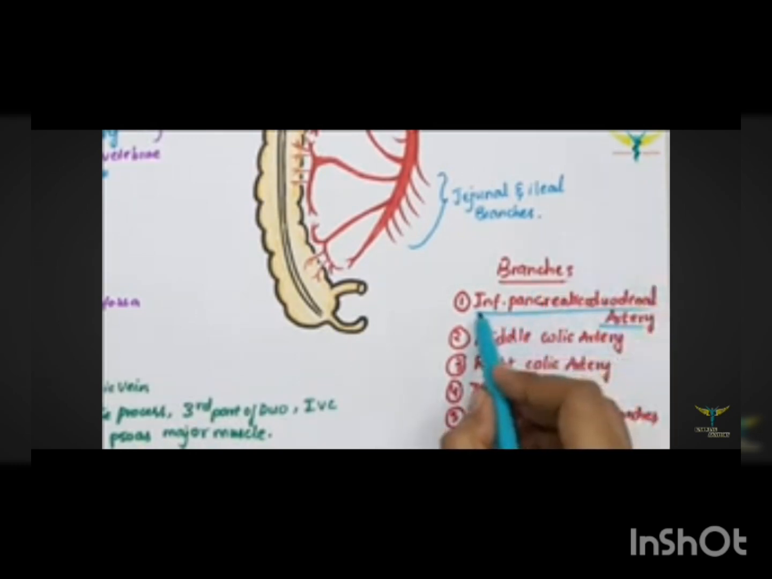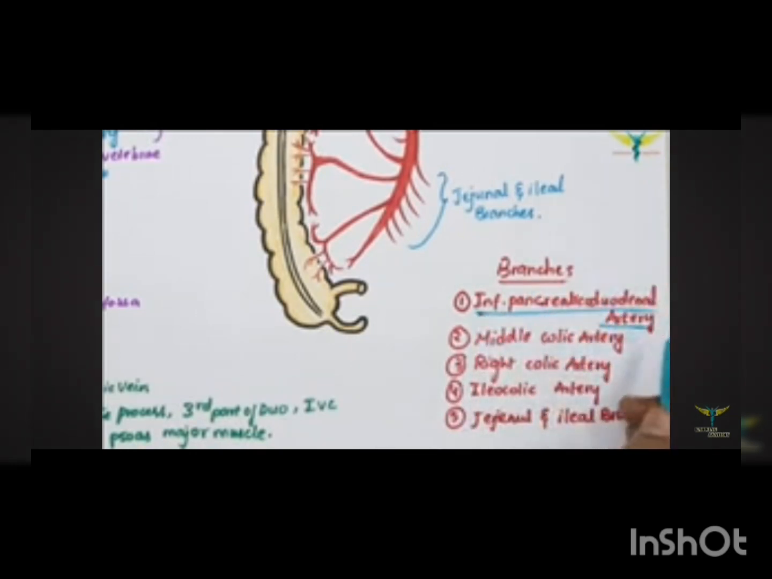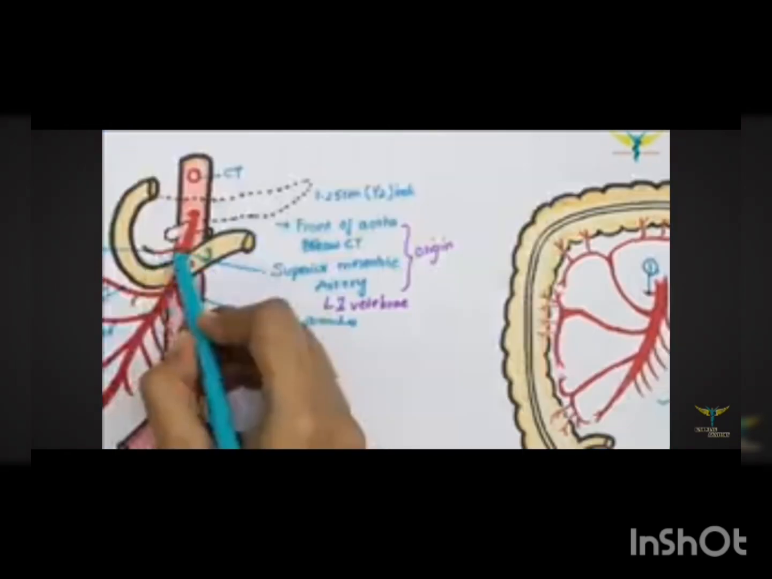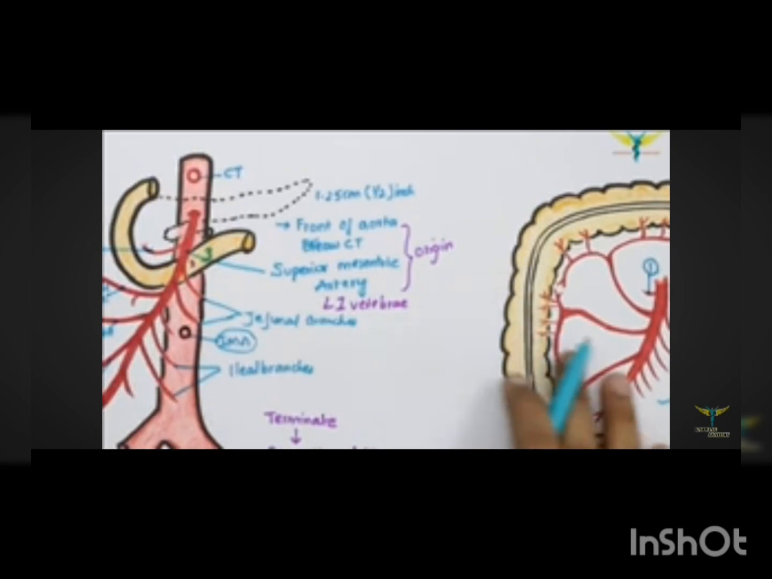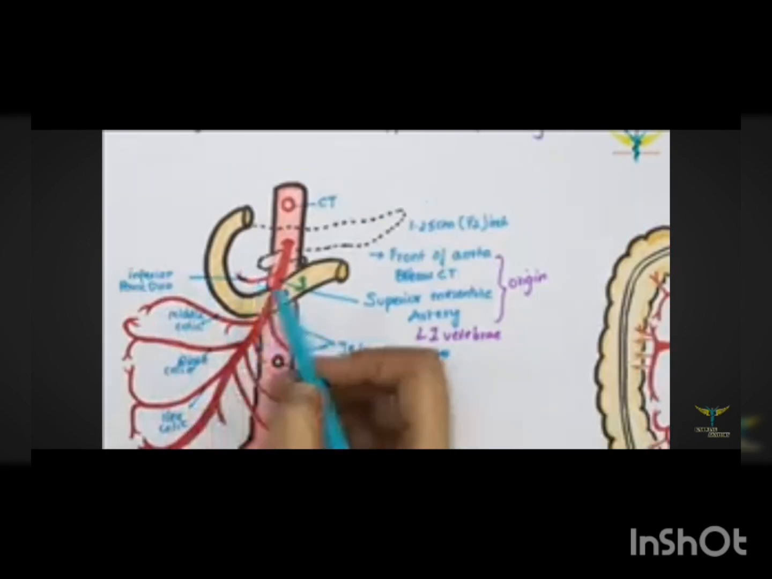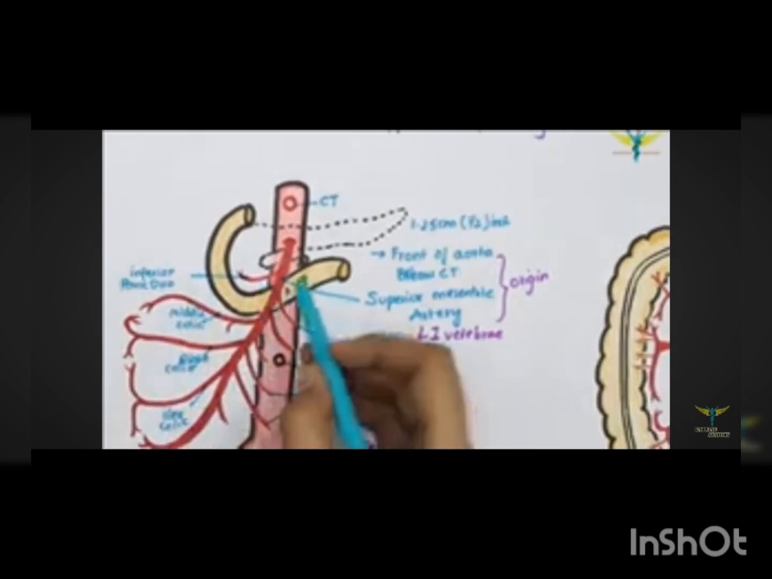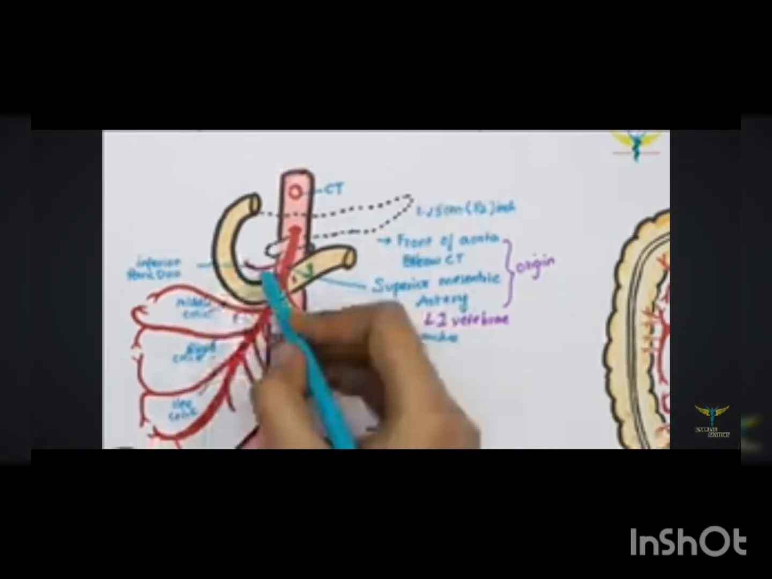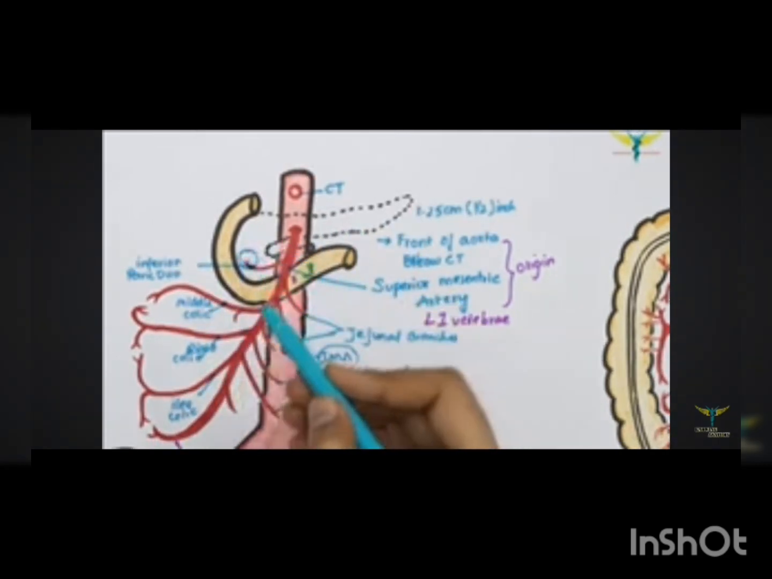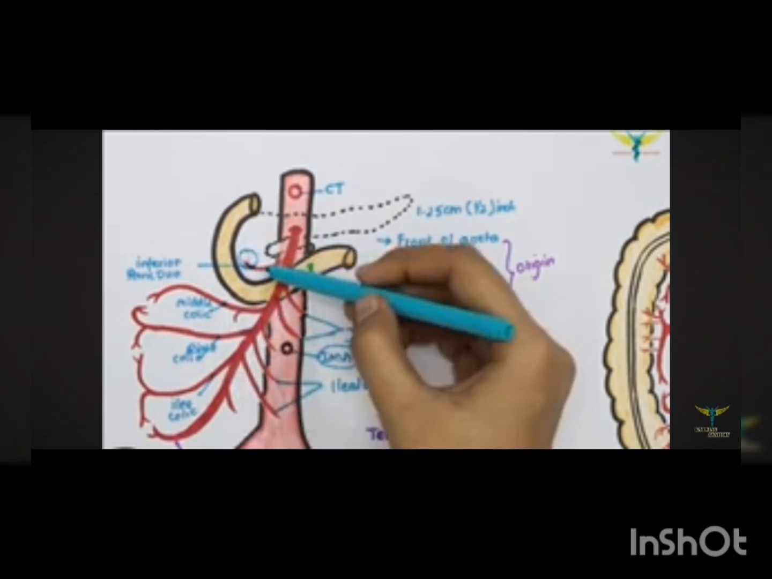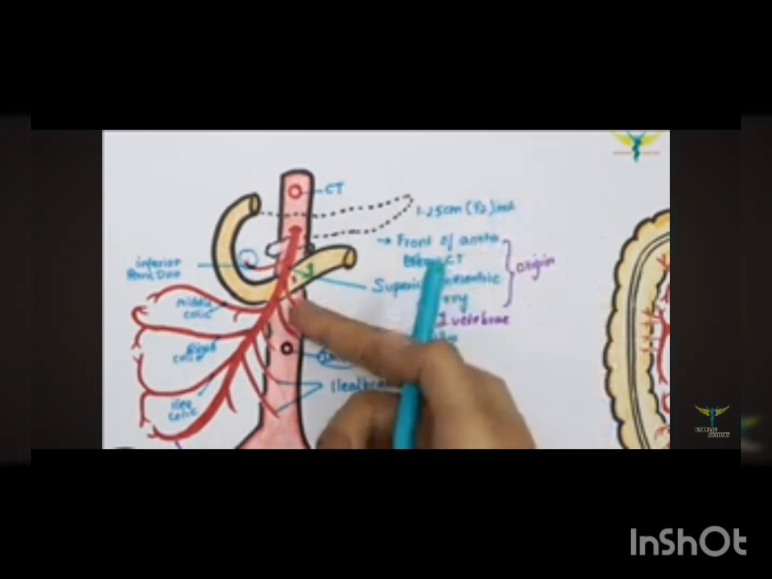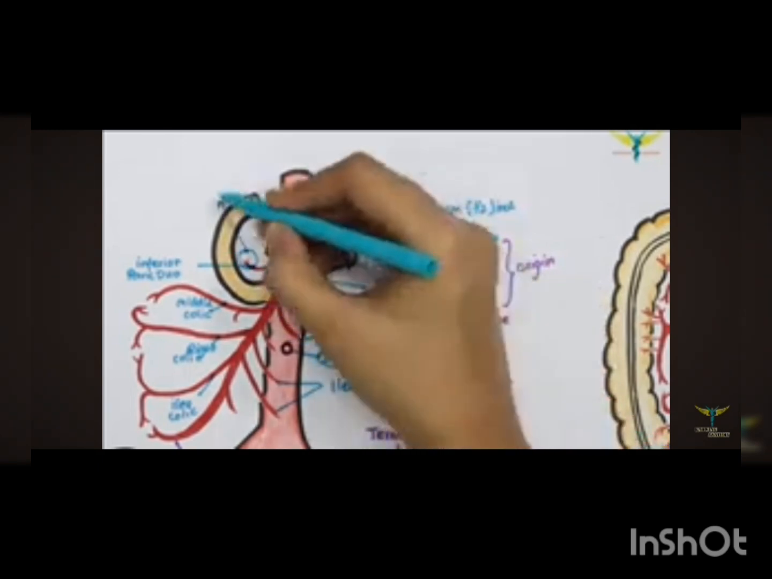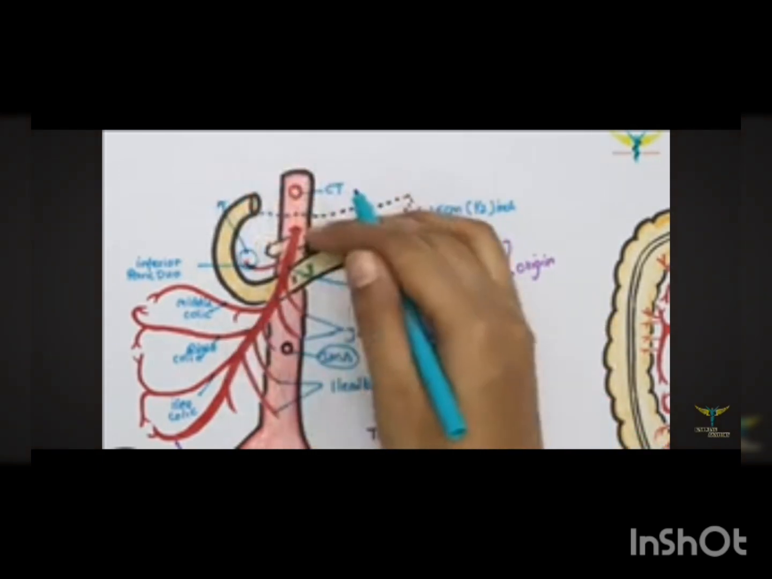The first branch is the inferior pancreaticoduodenal artery. In this diagram, this is the pancreaticoduodenal artery, and here this is the first branch, the inferior pancreaticoduodenal artery. It arises from the right side at the upper border of the horizontal part of the duodenum, and it soon divides into the anterior and the posterior divisions, which run in the pancreaticoduodenal groove, and they end by anastomosing with the anterior and posterior branches of the superior pancreaticoduodenal artery.